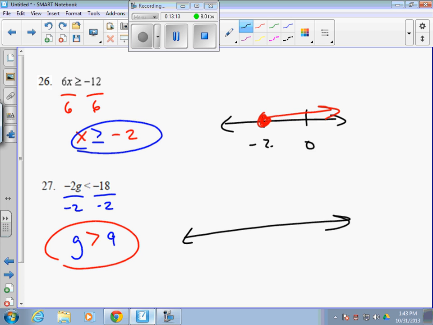Again, show two numbers, 0 and 9. Greater than means an open bubble and everything to the right.